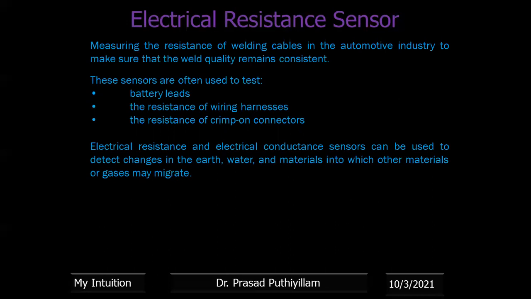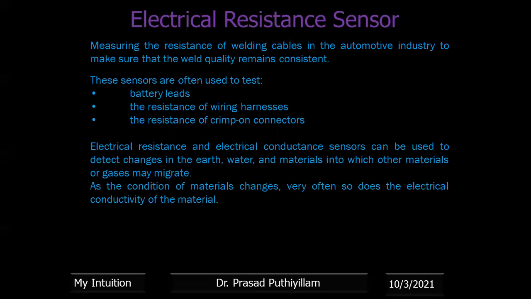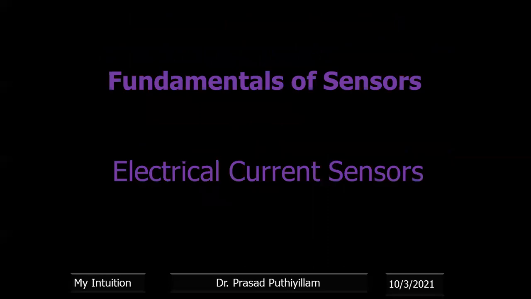And the electrical resistance or conductance sensor can be used to detect changes in the earth, water, and materials into which other materials or gases may migrate. As the conditions of a material change, very often the electrical conductivity of the material also changes.